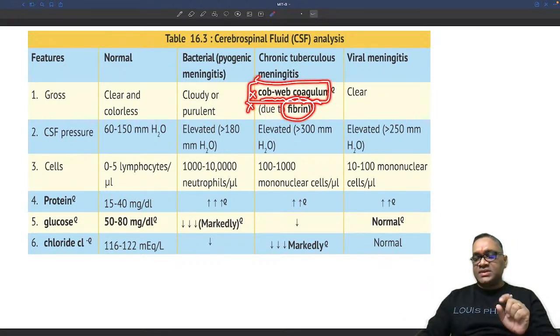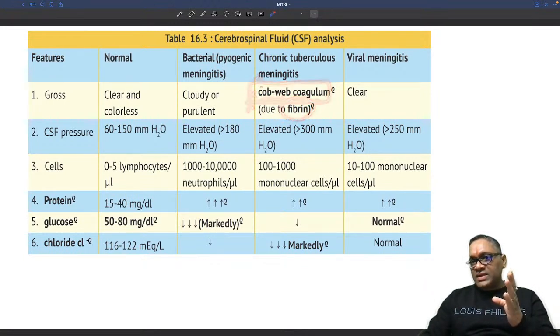So in TB meningitis, characteristically fibrin will be present in the CSF. Please remember, this is a very important MCQ. Fibrin will be present in the CSF, and the fibrin is going to form the clot, and that is why the name is cobweb coagulum. But in viral meningitis, CSF will be clear. Sometimes it will be hemorrhagic, but mostly it will be clear.